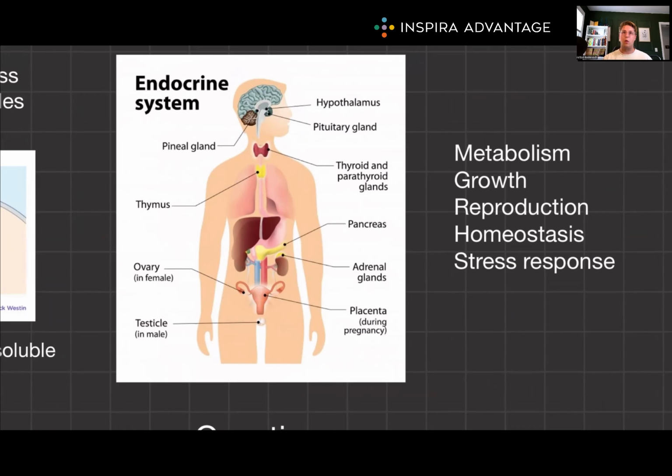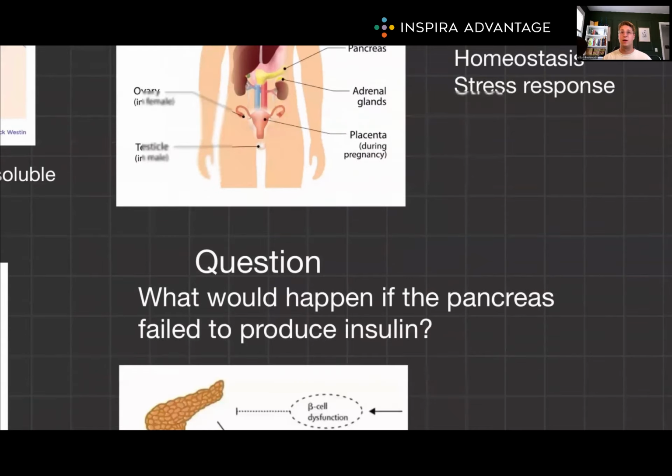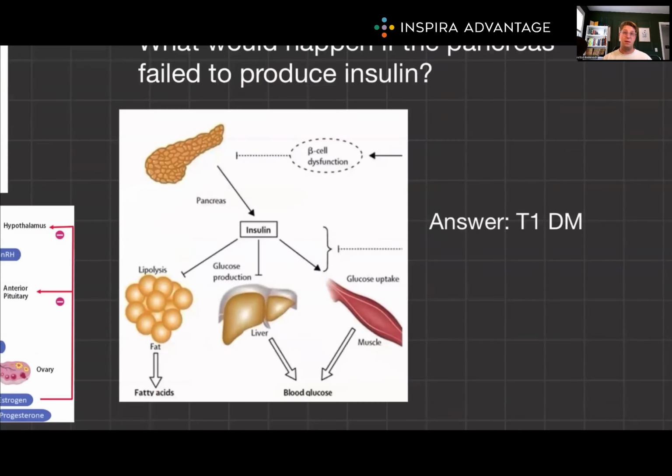So what would happen if we failed to produce insulin in the pancreas? Lots of bad things. This is type 1 diabetes, characterized by high blood sugar levels due to the inability to move glucose from the bloodstream into many cells. The endocrine and nervous systems often do work together. For instance, the fight or flight response involves both the sympathetic nervous system and the adrenal glands releasing epinephrine.